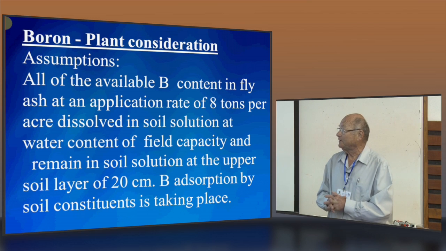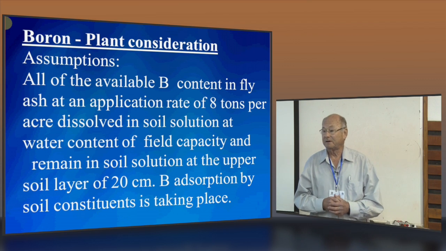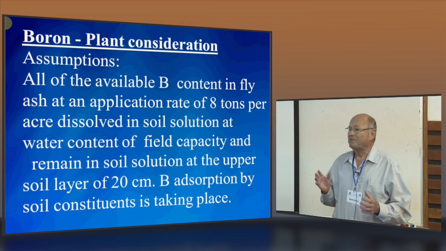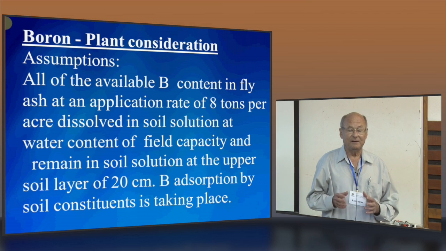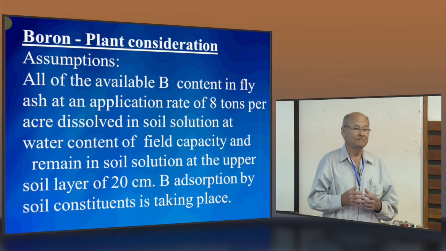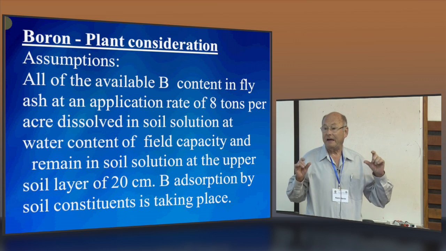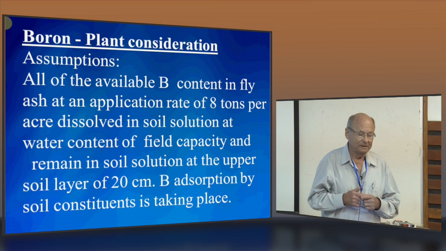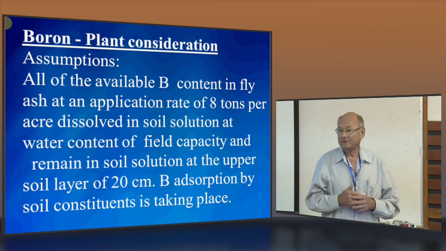First, I want to concentrate on boron, just to cover the agronomist part of my talk. I want to assume that all the boron available in fly ash is already available to the plants. All the concentration is accumulating in the upper 20 centimeter layer, and there is no interaction whatsoever. I also include some interaction in the soil itself, which reduces the level of boron availability to the plants.